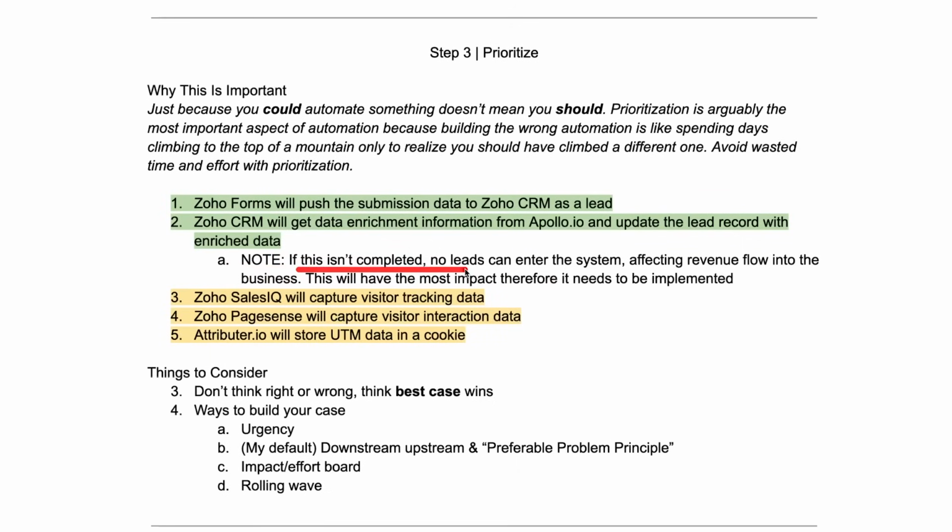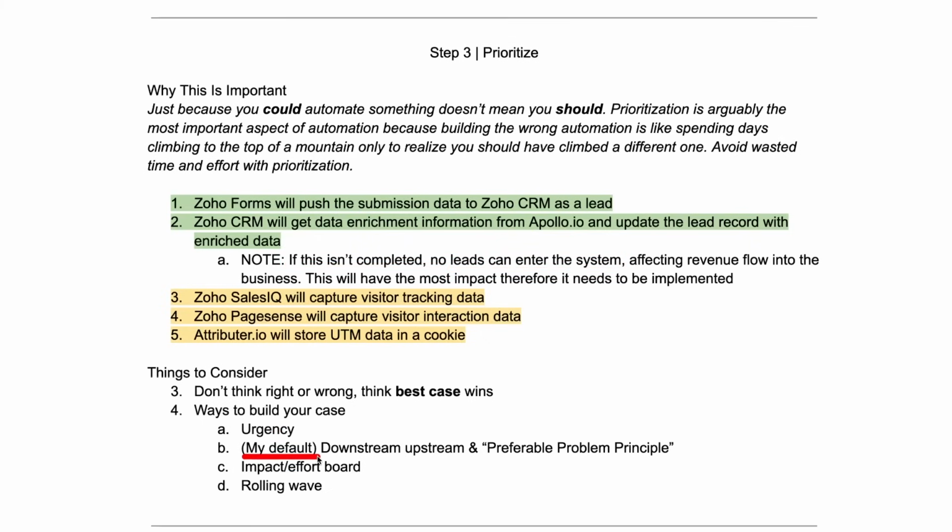And then I just put here's my reasoning. Note, this should actually be for the Zoho Forms one, but you get the idea. If this isn't completed, no leads can enter the system, affecting revenue flow into the business. Okay, that's my reasoning behind it. So ways you can build your case: urgency. If something is urgent, right? This is urgent. Zoho Forms will push the submission data into Zoho CRM as a lead. That needs to happen.